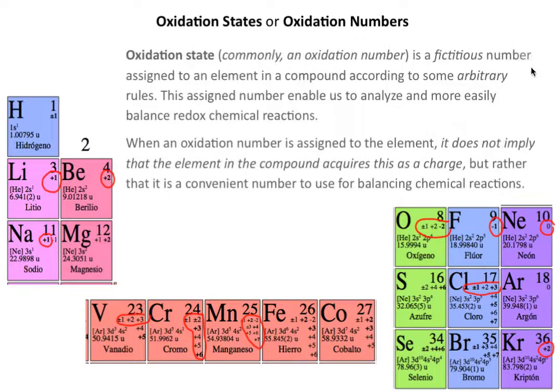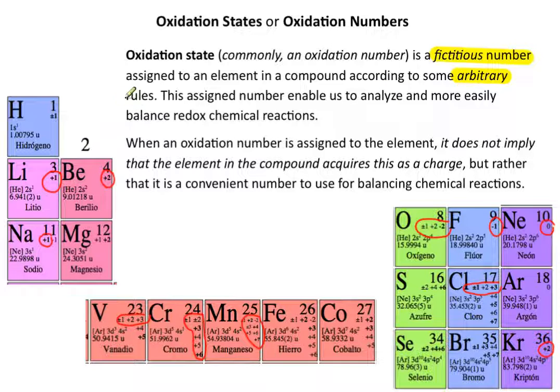So I said something about this in the last video, but oxidation states or oxidation numbers are fictitious numbers. So you can't go to the bank with these numbers as being a charge. They're assigned by a set of arbitrary rules, and so it's just a way for us to keep track of or help us analyze and more easily balance redox equations. And you're going to see that in practice in a few videos from now.